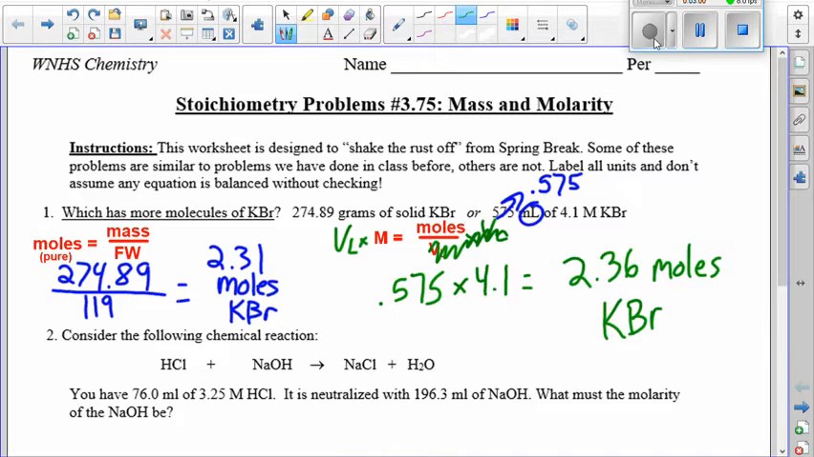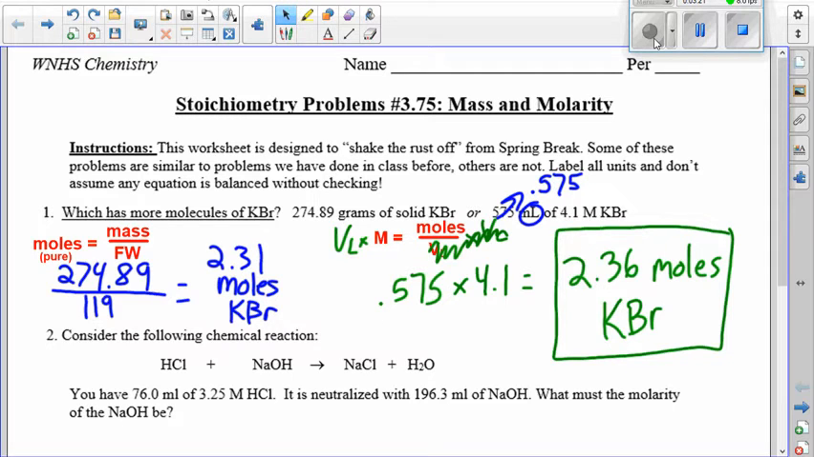So which one of these has more molecules? Well, that would be this guy right here. Another way to think of this is that whoever made this solution must have dissolved a little bit more than 274.89 grams of solid KBr in it to make it. And that's why this solution has more molecules than the chunk of KBr all by itself. Let's go ahead and take a look at number 2.